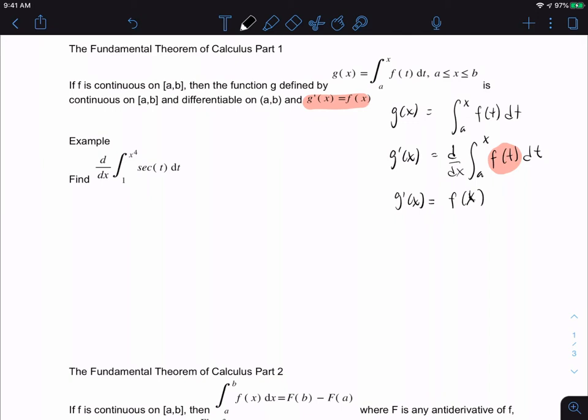Basically, it's telling us that the derivative and the integral are inverses of each other, and we end up with the function inside. But we need the function inside to be in terms of the variable that's being derived by. Because if I had an integral of a different variable and then took the derivative, wouldn't I end up with zero? Does that make sense to you guys?